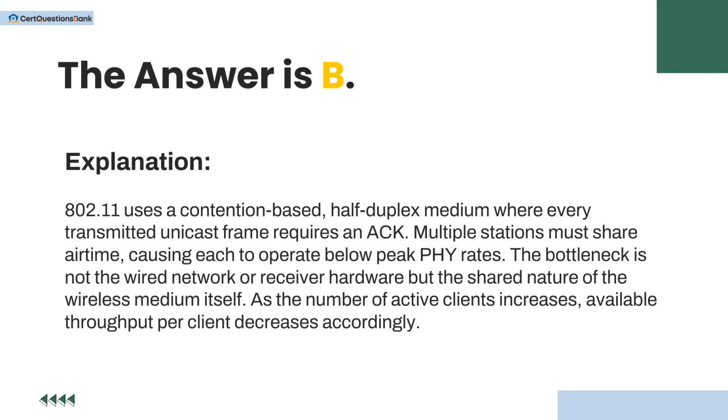802.11 uses a contention-based, half-duplex medium where every transmitted unicast frame requires an ACK. Multiple stations must share airtime, causing each to operate below peak PHY rates. The bottleneck is not the wired network or receiver hardware but the shared nature of the wireless medium itself. As the number of active clients increases, available throughput per client decreases accordingly.